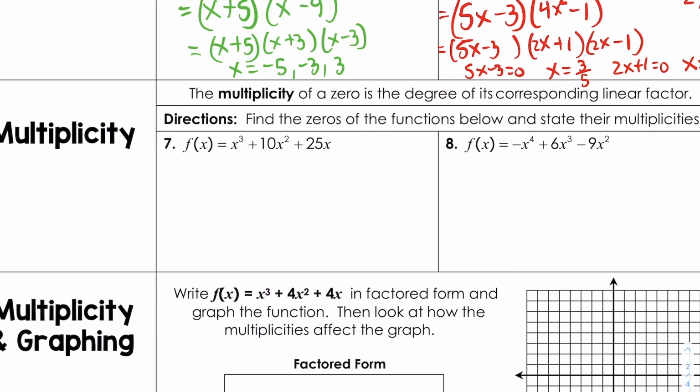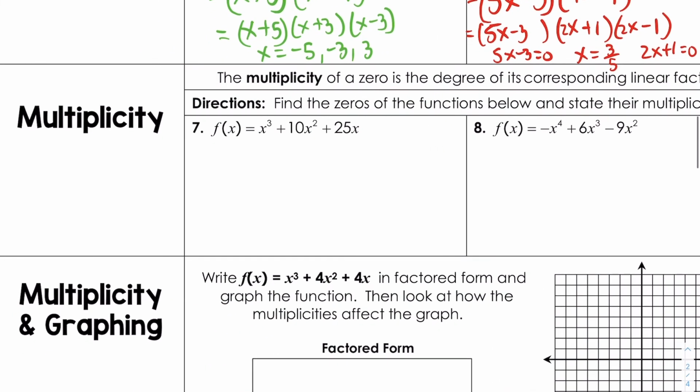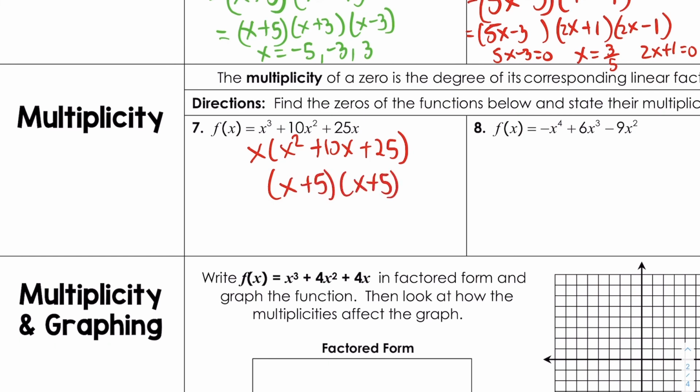To show you exactly what I'm talking about, it says the multiplicity of a 0 is the degree of its corresponding linear factor. So that means, well, what if, when we factor this, we don't end up with 3 different factors? When you factor x squared plus 10x plus 25, we get x plus 5, x plus 5. When you solve those, we get 0 and negative 5 as our solutions. And even though our highest power was 3, here we only see 2 solutions.